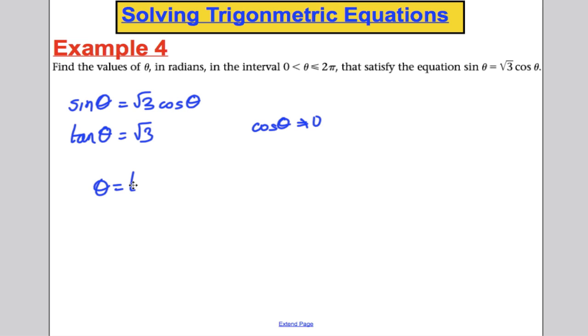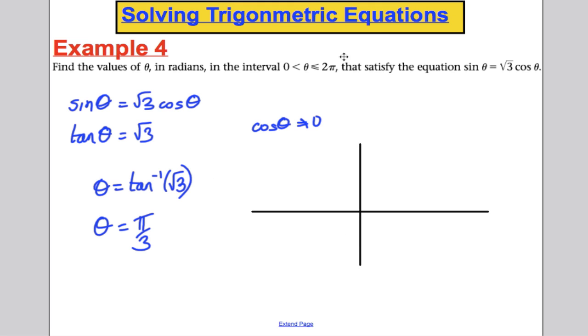Find the principal value, which would be inverse tan of root 3. That's 60 degrees, but in radians, that's pi by 3. Okay, time to draw a graph. As always, you're going between 0 and 2 pi. So this here goes up here, pi by 2, pi, 3 pi by 2, and that's here at 2 pi.